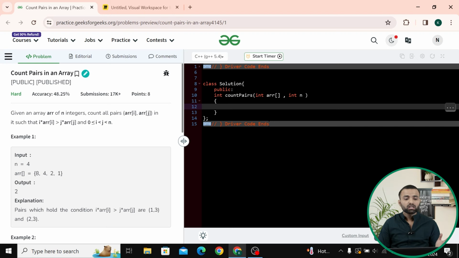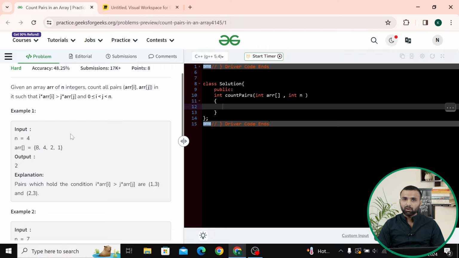Let's talk about today's problem. Our problem name is count pairs in an array. Let's read the question first. Here we are given an array of n integers. We have to count all pairs in such a way that i into array i should be greater than j into array j. Here we are given the condition i < j, right?